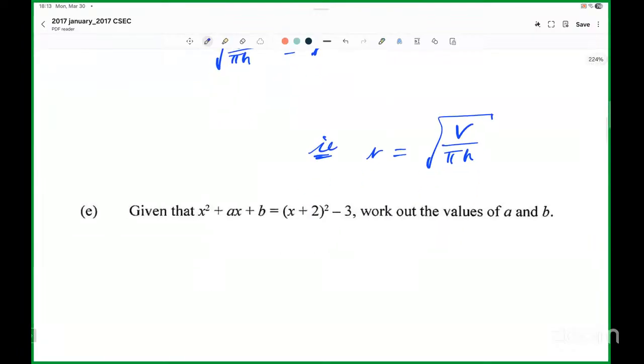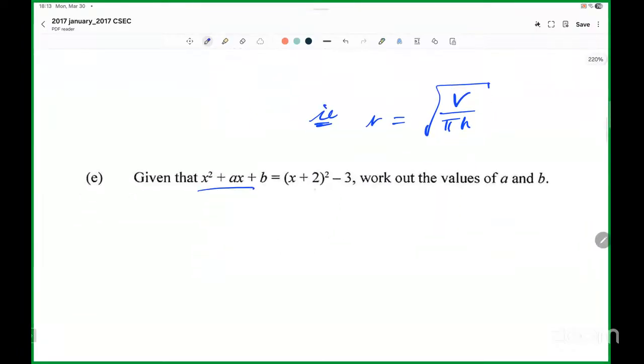All right, next part now. It says, given that this thing equals that, work out the value of a and b. For me, the quickest way I think to do this is to actually expand this out and get it to look like this. When it looks like that, then I can see what the a and the b is. Expand out the right side. Do you understand that? Let's expand out the right side. For me, that's the easiest way to do this.